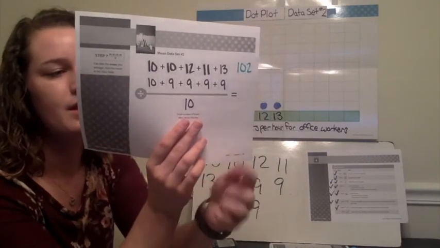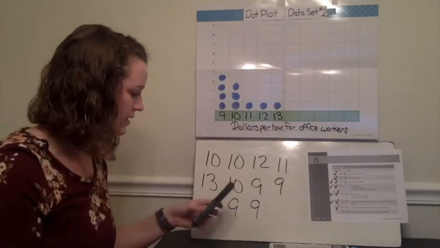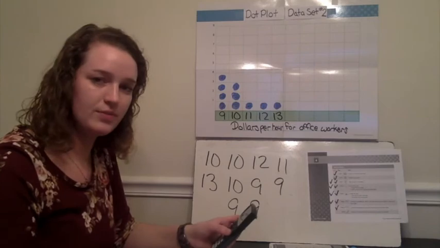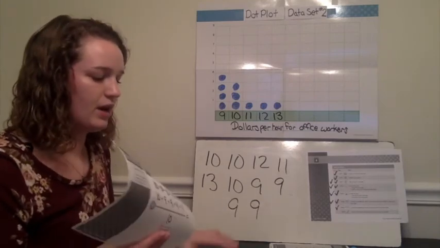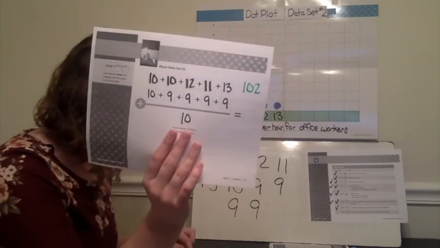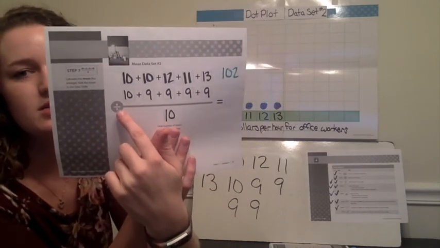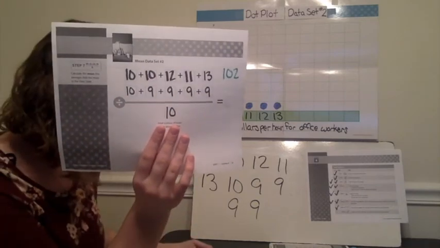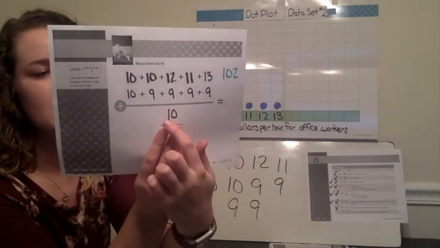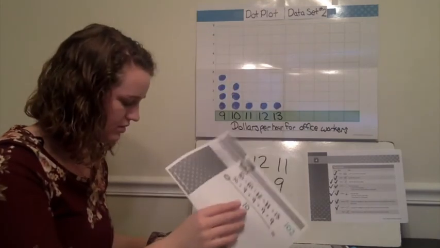Okay, so we have 10 different numbers. So we're going to need our calculator again. Hit clear, and we're going to write 102 divided by, remember that's the symbol right here, divided by 10. 102 divided by 10.